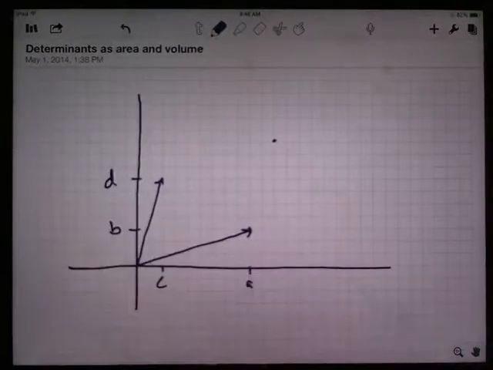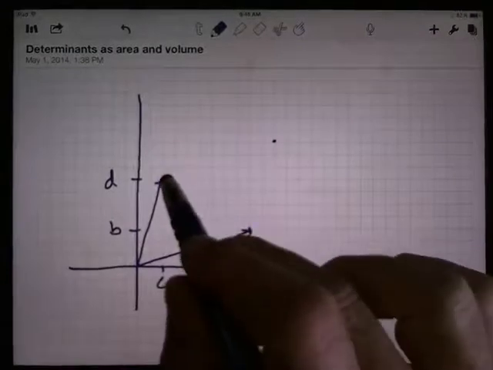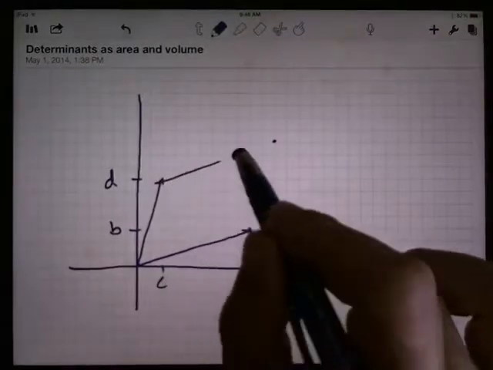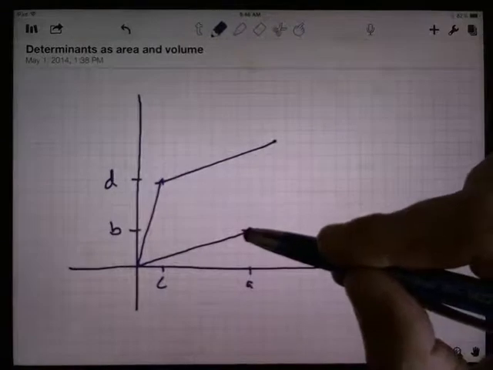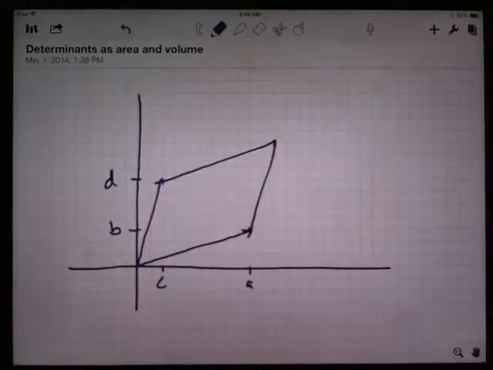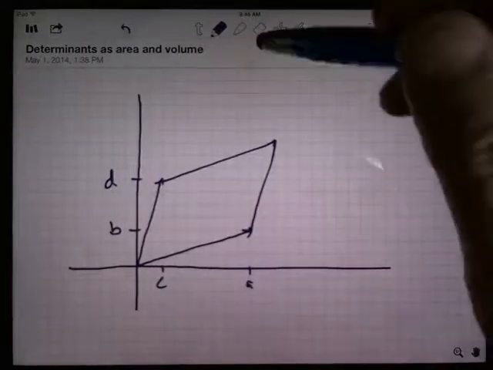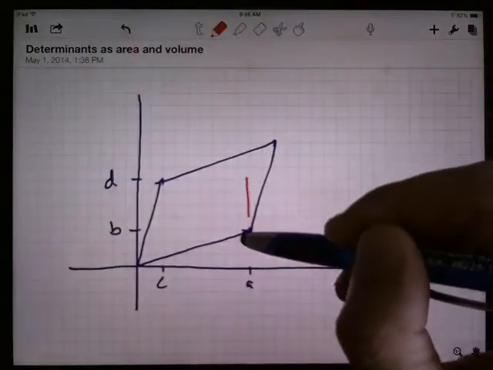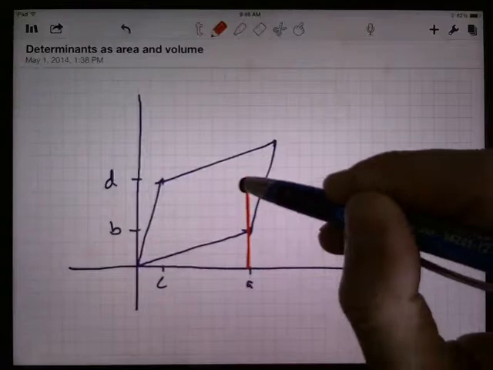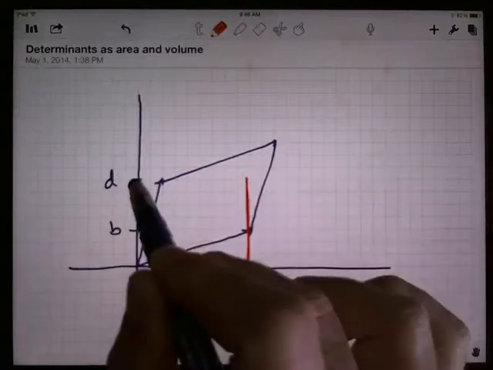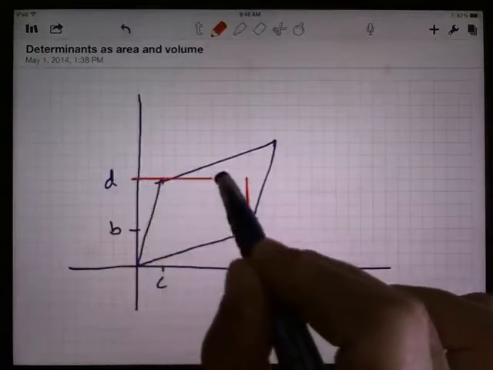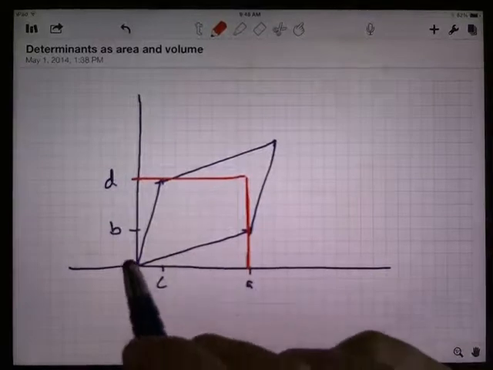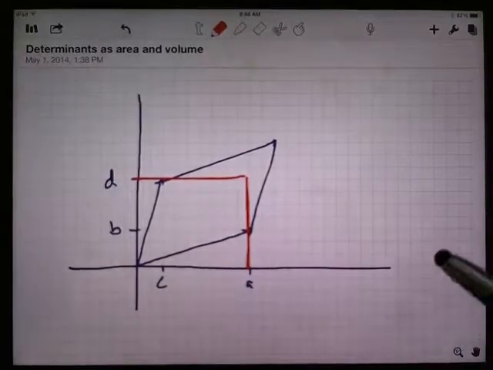Okay. And what I want to do is determine the area of the parallelogram determined by those two vectors. Okay, so there's my parallelogram, and I want to find the area. And the way I'm going to do this is chop it up into some pieces. I'm actually going to draw a rectangle here with side length A going this way and side length D. So it's A wide and D tall, that rectangle.